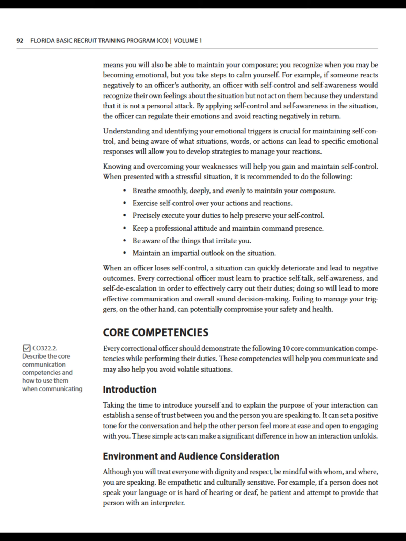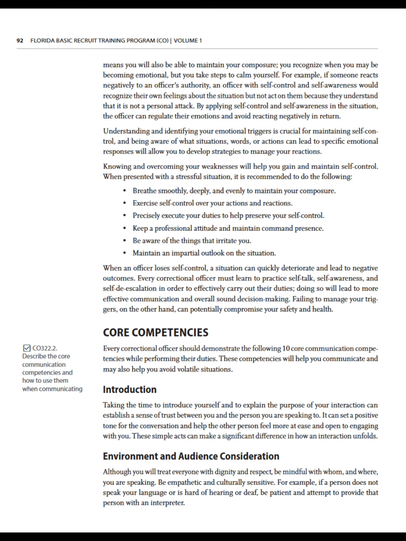Introduction. Taking the time to introduce yourself and to explain the purpose of your interaction can establish a sense of trust between you and the person you are speaking to. It can set a positive tone for the conversation and help the other person feel more at ease and open to engaging with you. These simple acts can make a significant difference in how an interaction unfolds.